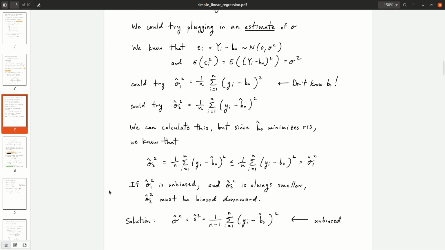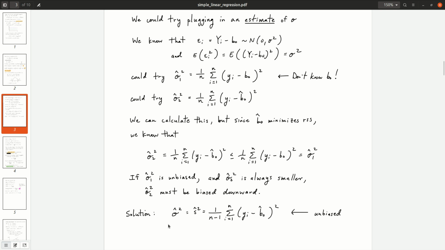So our solution here is to make a little adjustment. Instead of dividing by n, we're going to divide by something a little bit smaller, which makes the whole thing a little bit bigger. We're going to divide by n minus 1. So our estimate of sigma squared is the residual sum of squares with the minimizer plugged in, divided by n minus 1. It turns out that this estimate gives an estimator that's unbiased. So this is the one we like, and this is the one we're going to call sigma hat squared.